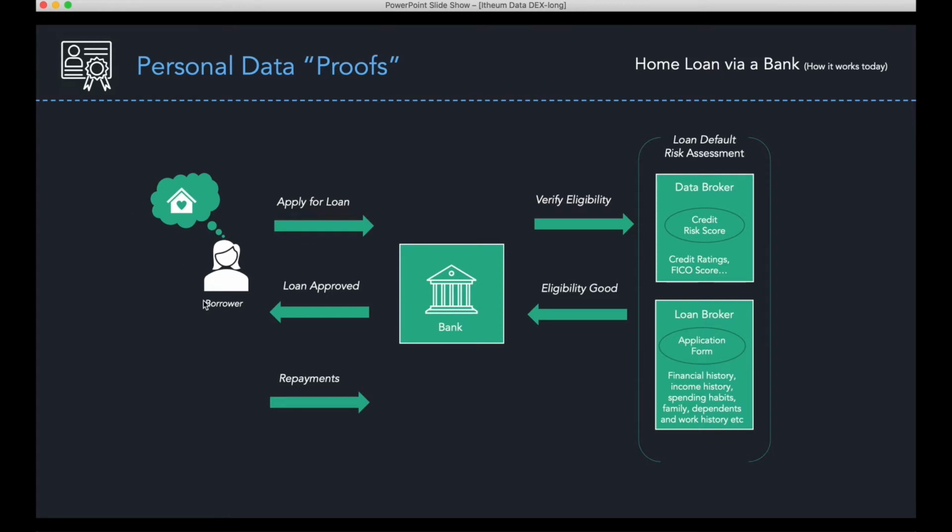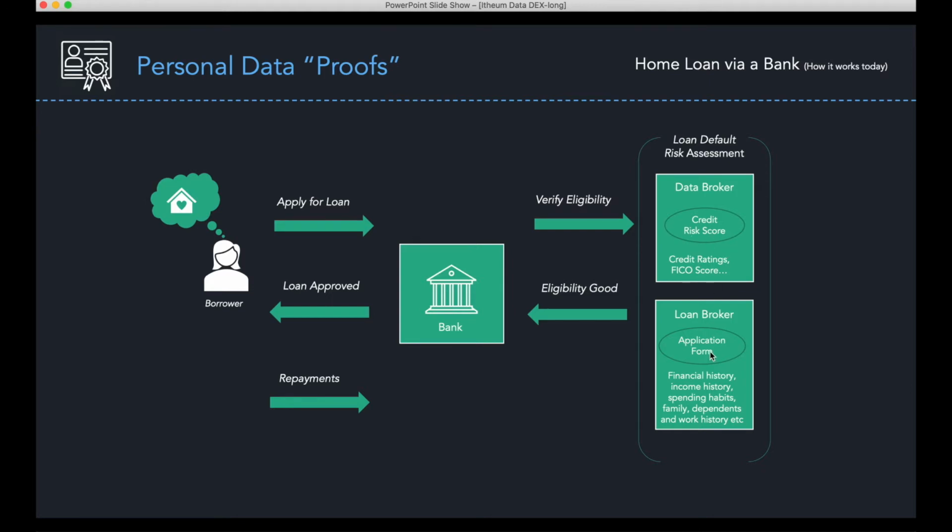In this case, we have a borrower who applies for a loan with the bank. The bank then has to verify eligibility. And what that means is basically they're going to look at your loan default risk and do an assessment: what is the risk that this person is going to default on their home loan and then cause a loss to the bank. The way they do that currently is they use a data broker and they get your credit risk score, your FICO score, and once they're happy with that, they usually use some sort of loan broker to get you to fill out a detailed loan application form, which is about your financial history, your income history, your spending habits, etc.